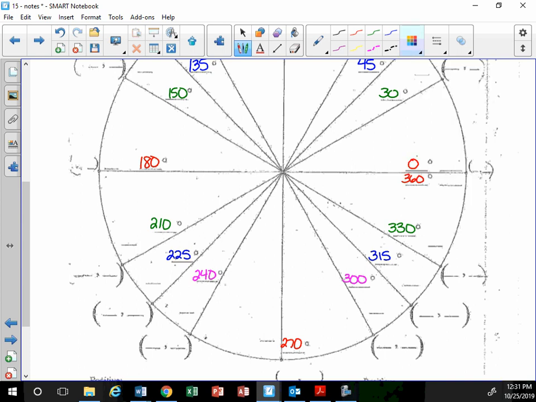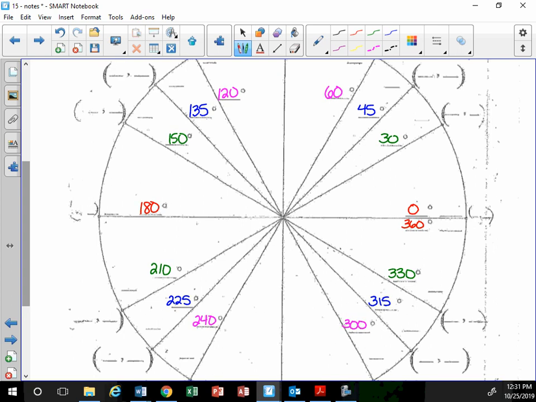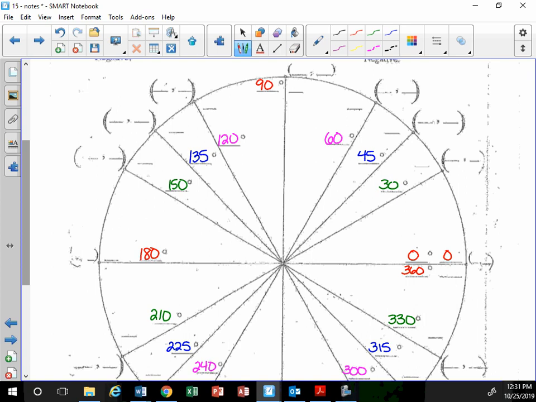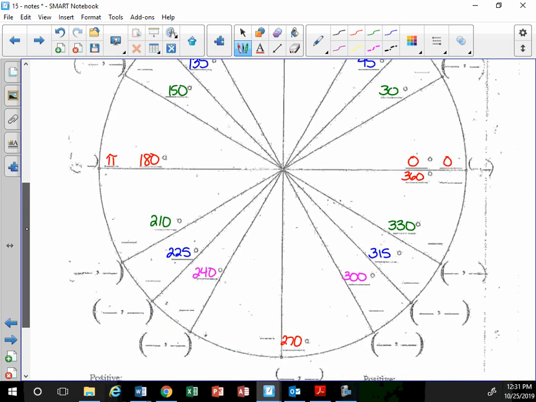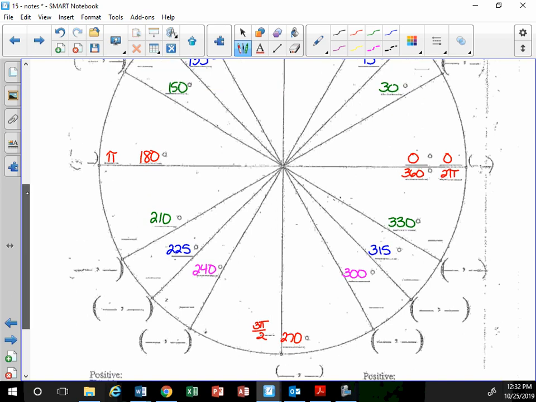Let's do all the red ones first, so all of the quadrantal angles. So 0 degrees is also 0 radians. What's up at the top? Pi over 2. Pi over 2. So I'm sticking with red for all of these. What's on the left? Pi. What is at the bottom? Good. And all the way around? 2 pi. All right, not bad, right?